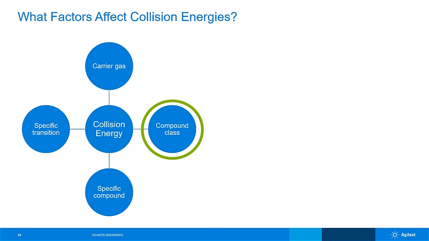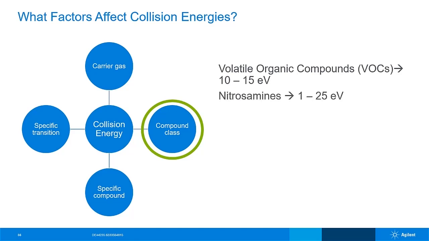Collision energy is the energy applied to further break apart the compound fragments. Some compounds break apart into their fragments easily and need a collision energy of 10 to 30 eV, but others don't, and may even need a collision energy up to 60 electron volts. For example, volatile organic compounds don't require as much collision energy, with most of the energies in the range of 10 to 15 electron volts.